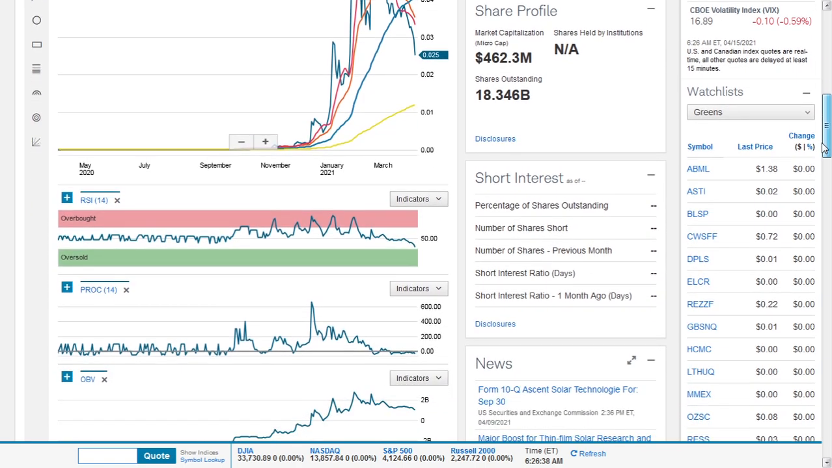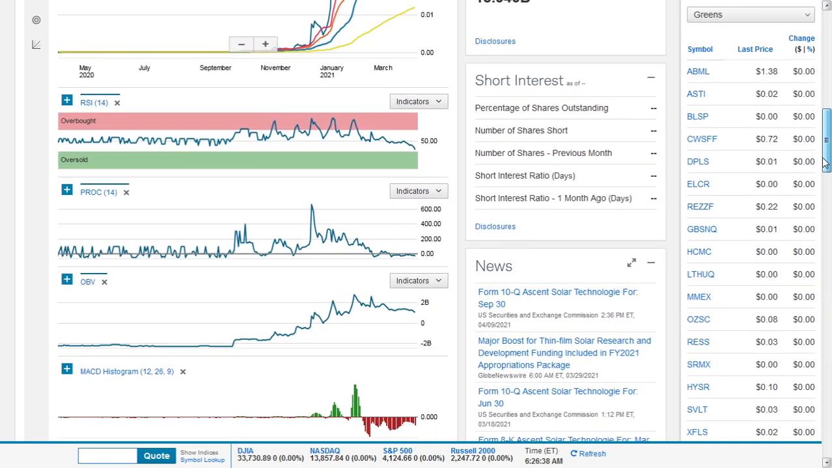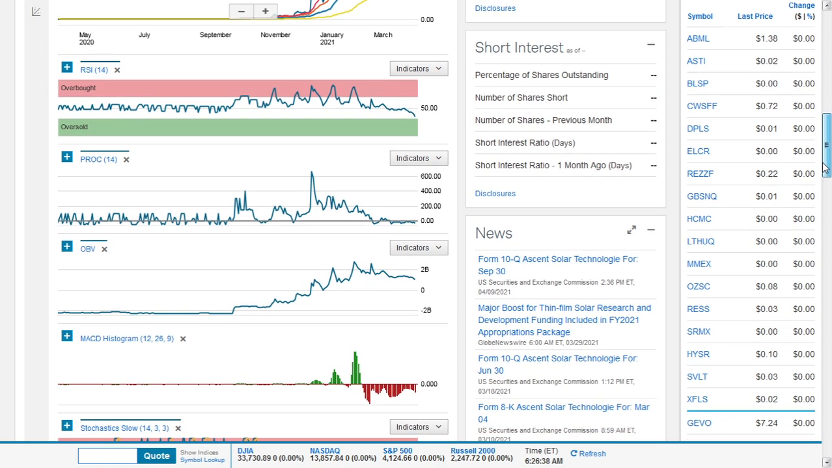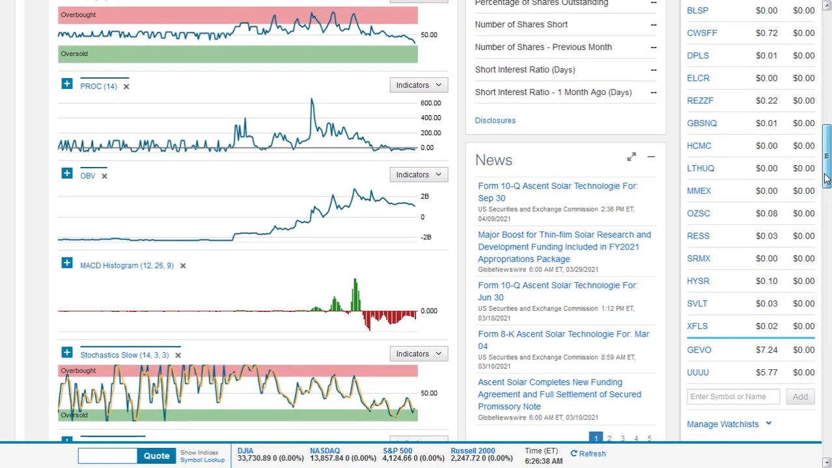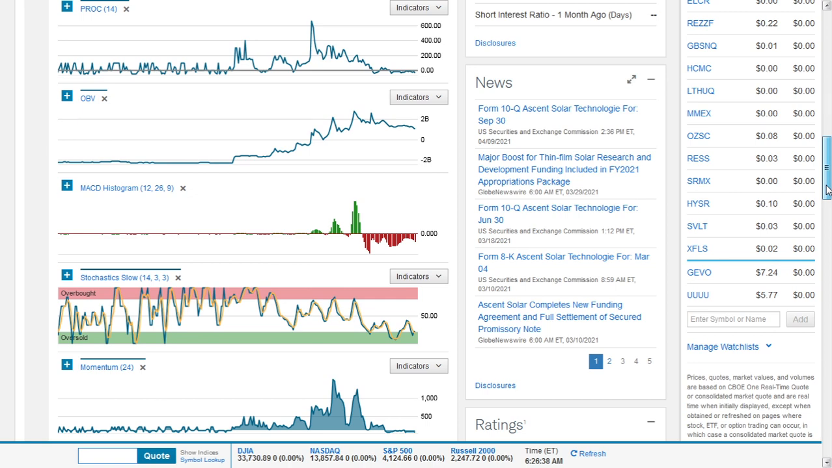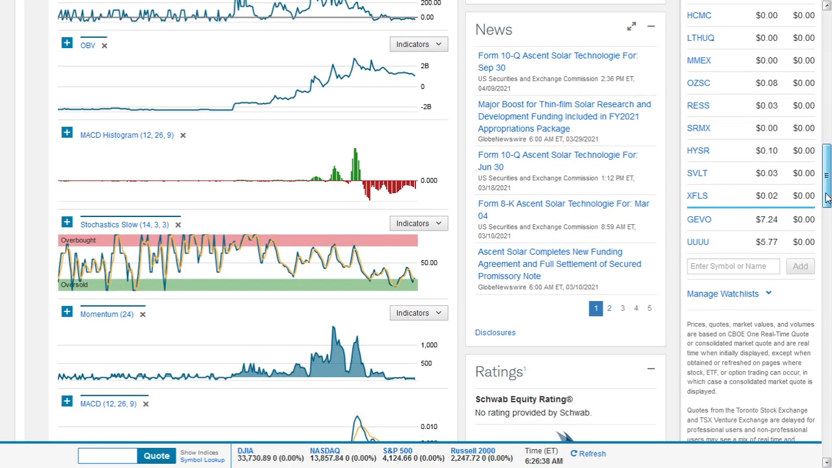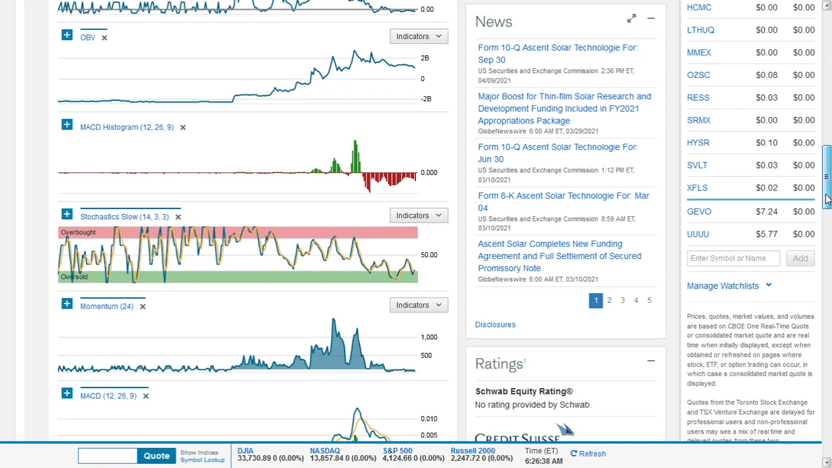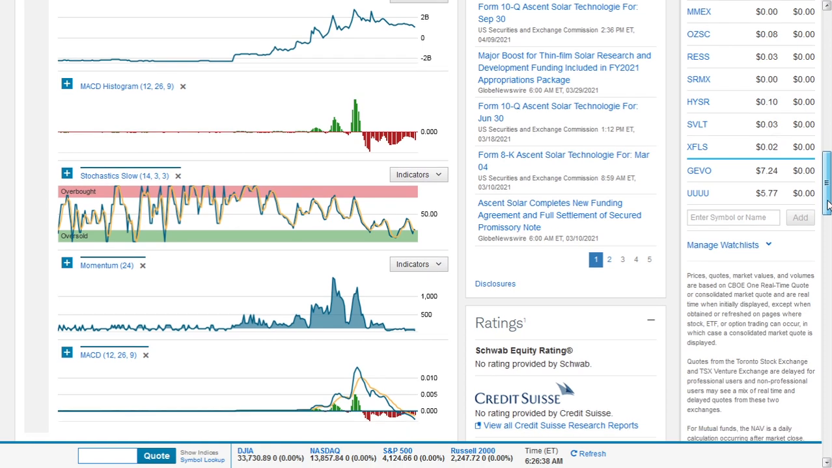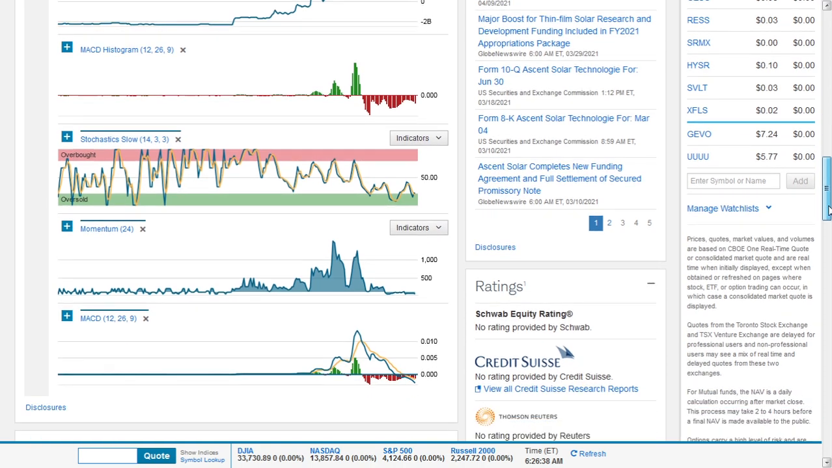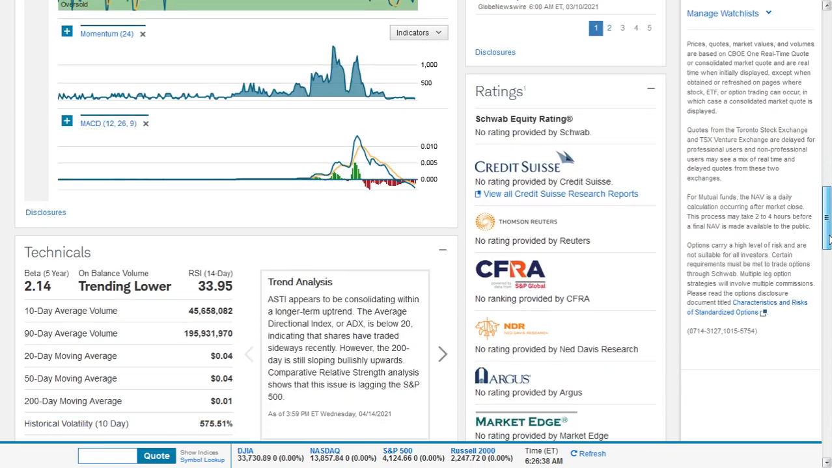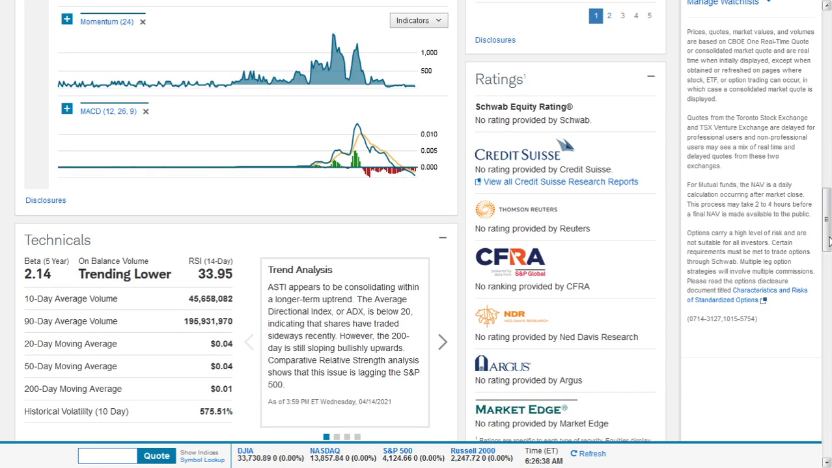Moving down, we can see the RSI is also sloping down. The on-balance volume indicator is looking bearish. The MACD histogram doesn't seem to have anything. The 14-period slow stochastic oscillator is probably right above oversold and probably improving. Clearly, MACD is below the signal line, and it says here that ASTI appears to be consolidating within a longer-term uptrend. The average directional index is below 20, indicating that shares have traded sideways recently.